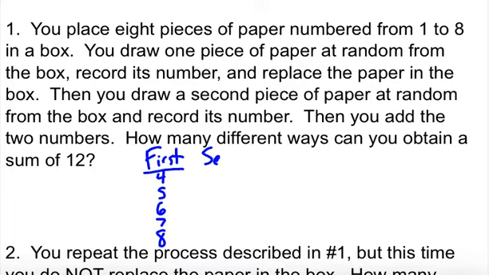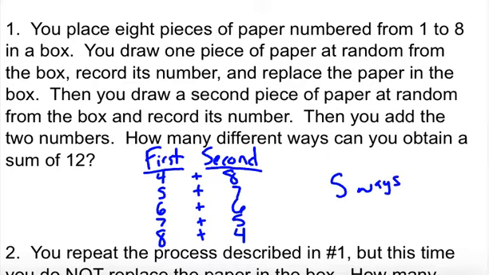Okay? Now, on your second draw, if you had a 4 on the first one, now you need an 8 in order for them to sum to 12. If you'd drawn a 5 first, now you need a 7. If you drew a 6 first, now you need a 6. If you drew a 7 first, now you need a 5. If you drew an 8 first, now you need a 4. Okay? And all of these are different ways that you could draw two numbers that add up to 12. And so our answer is there are 5 ways.